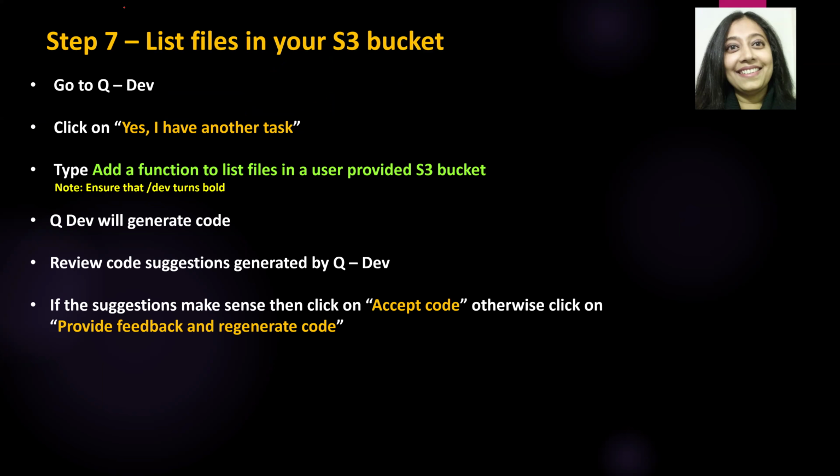Now remember, as part of this lab, we don't just have to upload the files. We also have to add a function to list files in a user-provided S3 bucket. Now, the code that it has generated is taking the S3 bucket name from a config file or from the environment file. Now let's see what happens when we give this particular task to it. Everything is the same. Our prompt to it is going to change. And I don't think you need /dev again, especially when you are in Q.